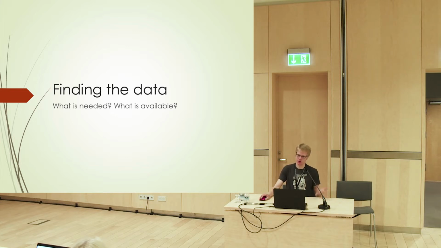So I have this question, so now I should find the data. So what kind of data can I use to study the mechanisms of standardization of spelling in late 19th century Estonian?